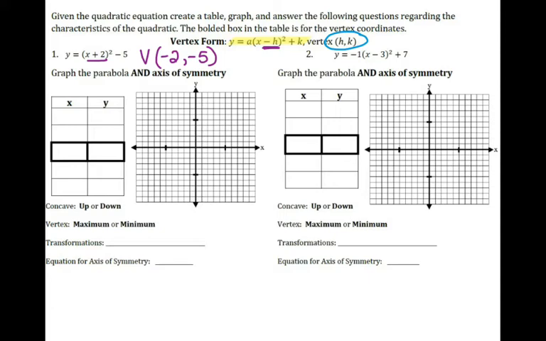that you originally see. Now, your table has a bolded box right in the middle, and that is for the coordinates of your vertex. So I'm going to put negative 2 here and negative 5. I can go ahead and plot my vertex at (negative 2, negative 5). And I can also graph the axis of symmetry, which is going to be a vertical dotted line through my vertex.